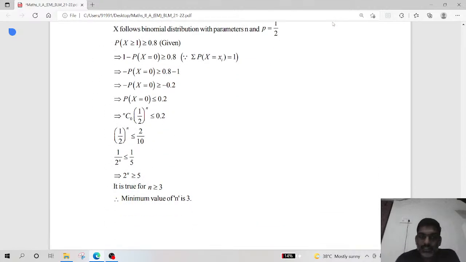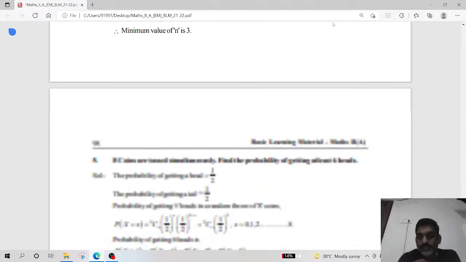Then it holds true for n greater than or equal to 3. So for n equal to 3 or more, it is true. The minimum value is 3.